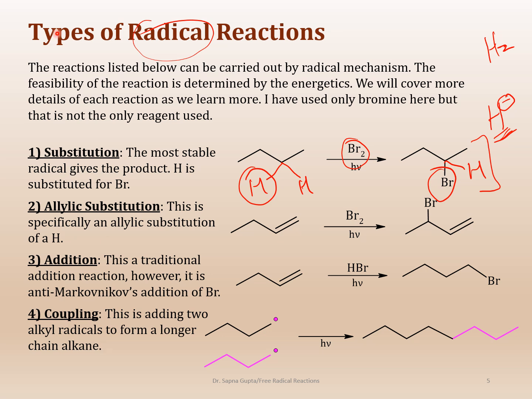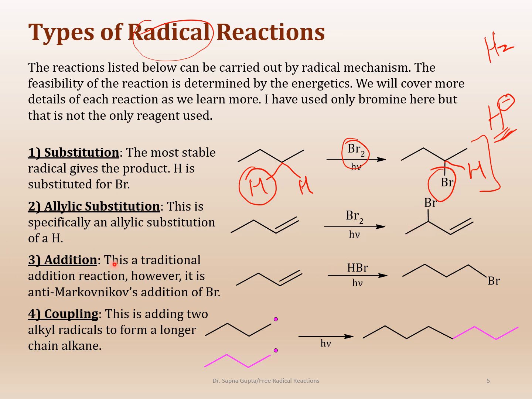So here then we have allylic substitution. Allylic substitution, again, is a substitution. You're substituting a hydrogen here, and it's an allylic substitution, meaning a 1, 2, 3 substitution. So on the third carbon, you have a bromine.